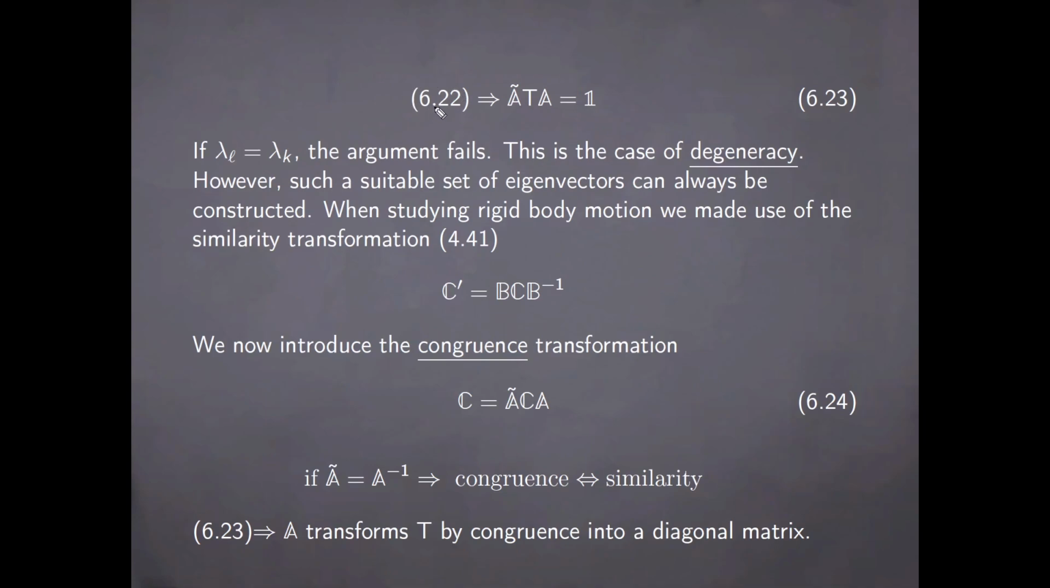The set of results contained in equations 622 can be written in the form of a single matrix equation involving the transformation of the T matrix through the matrix of eigenvectors and its transpose. But the argument leading up to it fails if not all eigenvalues are distinct, and this is the case of degeneracy. However, as we will show a bit later, such a suitable set of eigenvectors can always be constructed, even in the degenerate case.